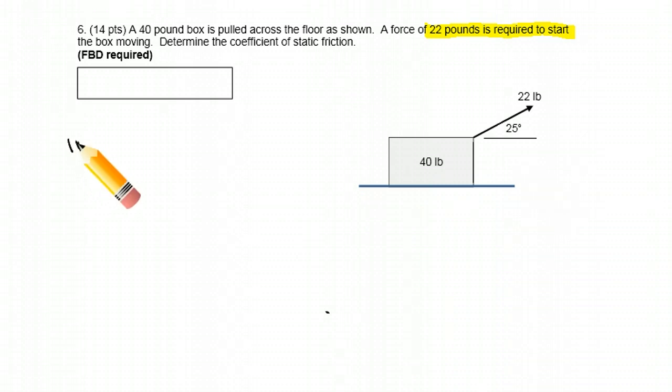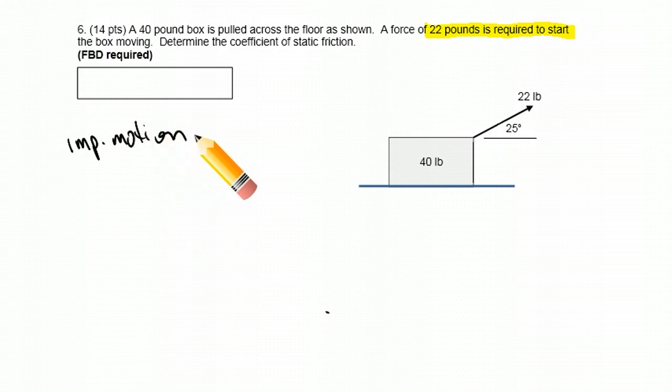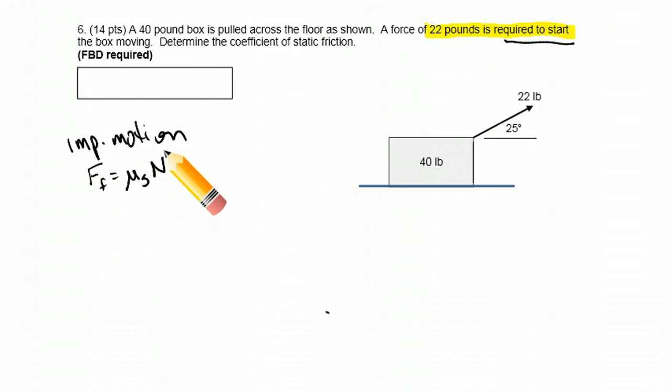Okay, so we know that at impending motion, it's required to start. That's what tells us that. And only at impending motion, the force of friction is equal to mu sub s times the normal force. So that's a key point to get right here.